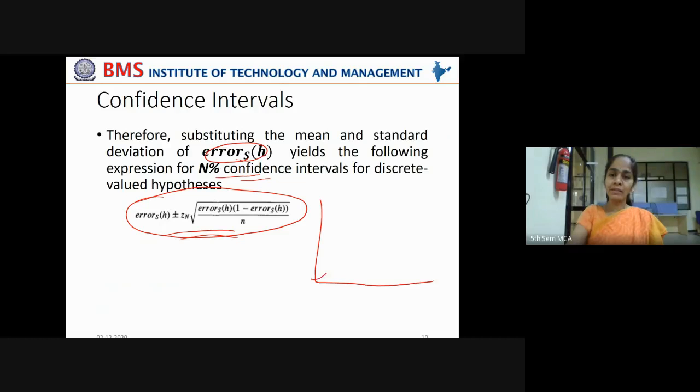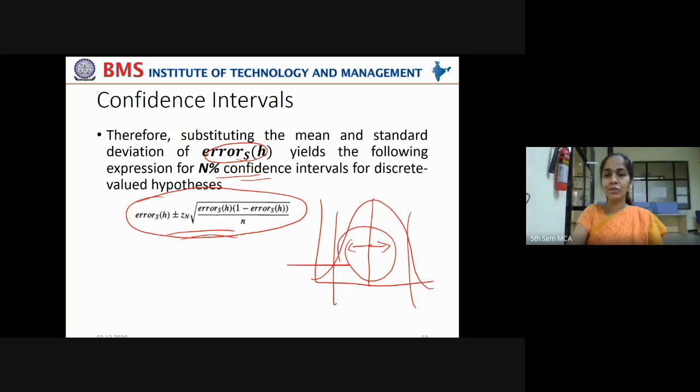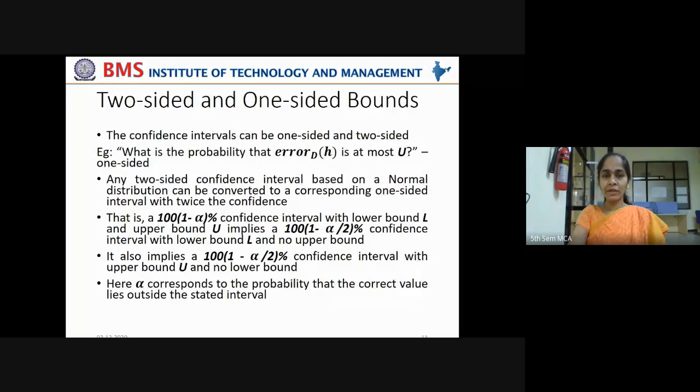Okay, when you take the normal distribution like this and you have taken 95% confidence interval, now from the mean, normally you tend to observe that the true error falls within this range only. That interval can be calculated by using this formula. Got it? Now let us see what is two-sided and one-sided bounds. If we apply limitations on both the sides, and if we apply limitation on only the lower bound or the upper bound, what will happen? Let us see.